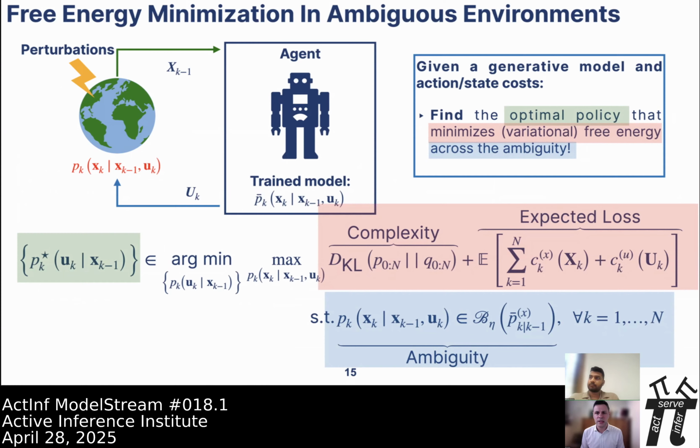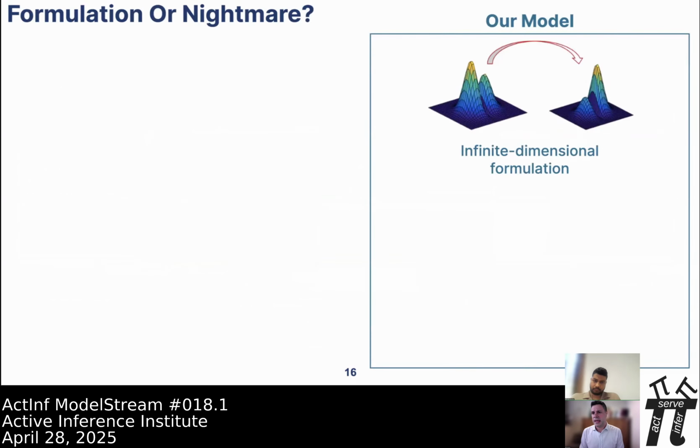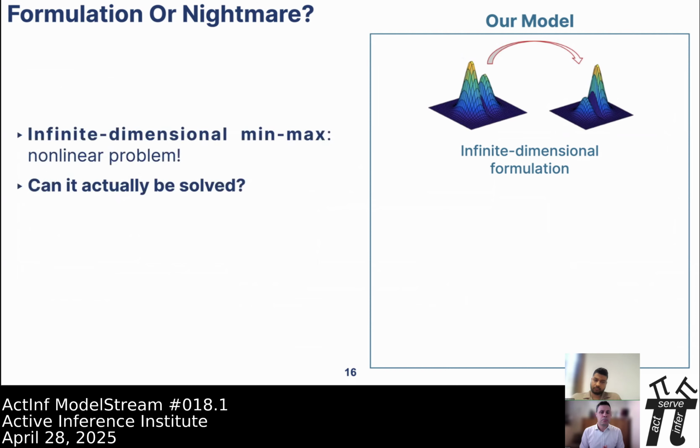So this is basically the formulation, the distributionally robust free energy minimization formulation that we have in the preprint that you see online, that is also linked to the live stream. It is a challenging problem from the mathematical viewpoint because it is infinite dimensional and it is a min-max optimization problem. It is also a nonlinear problem, so we cannot rely on linearity of the constraints or linearity of the cost function.